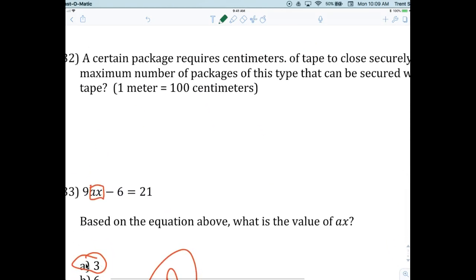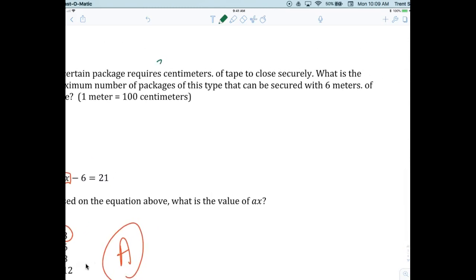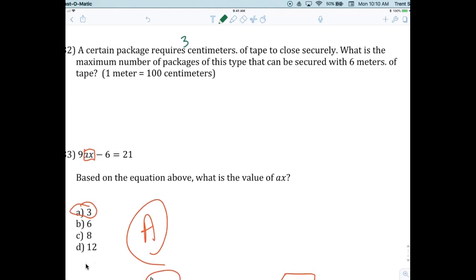32. It says a certain package requires 3 centimeters of tape to close securely. So if you have 6 meters, that means you have how many centimeters? 600. 600 divided by 3, you can do 200 packages. Does that make sense?